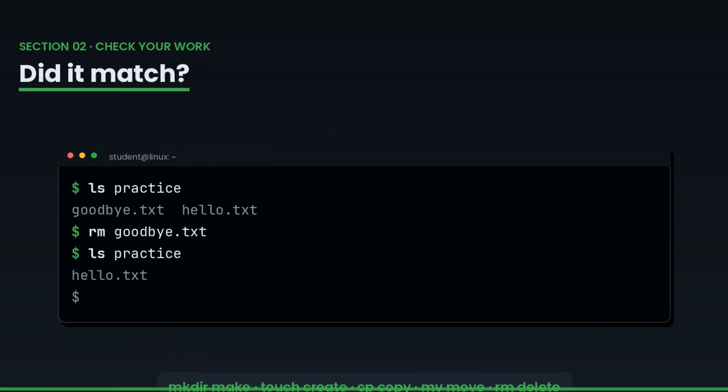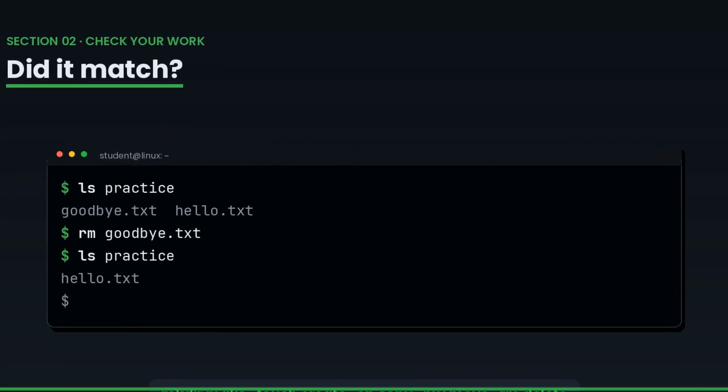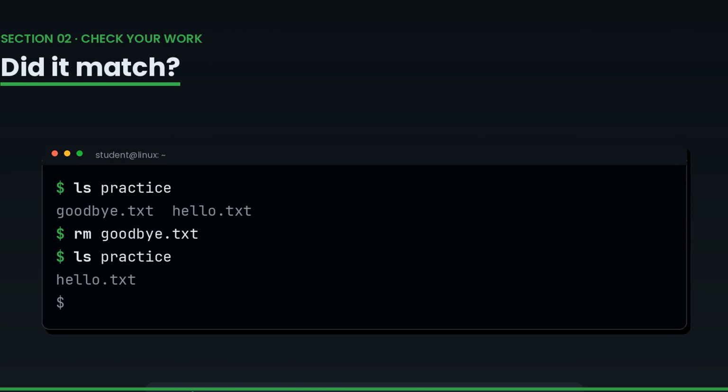Here is the check. You should now have a practice folder with only hello.txt inside. mkdir created the folder, touch created the file, cp made a copy, mv renamed it, and rm deleted it. Notice the file is gone for good, no undo in the terminal. That is why you always double check before deleting.